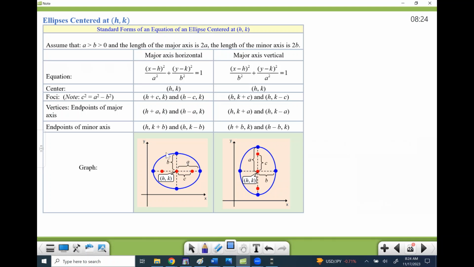And then again, if it's bigger in the x direction, then for the foci we're going to be doing plus c to the x value and minus c to the x value. And then the vertices is the letter a. We're going to do that to the x value. Okay, if it's bigger in the y direction, then we're going to be doing all of it to the y value. Okay, and remember again, our textbook doesn't require you to find these.